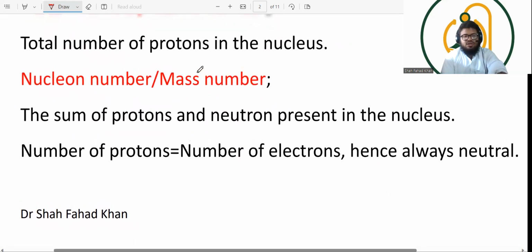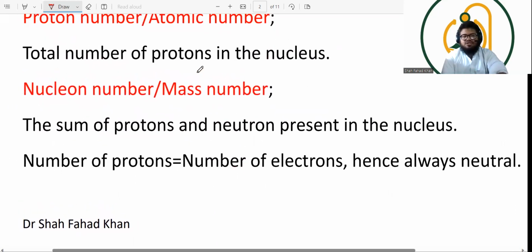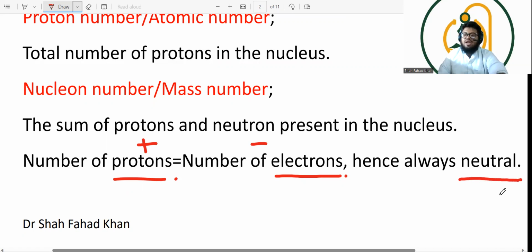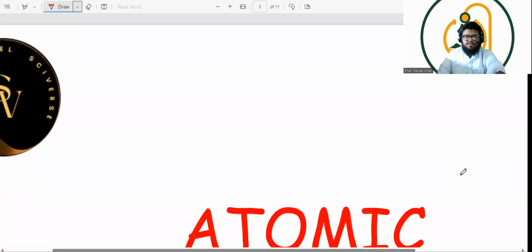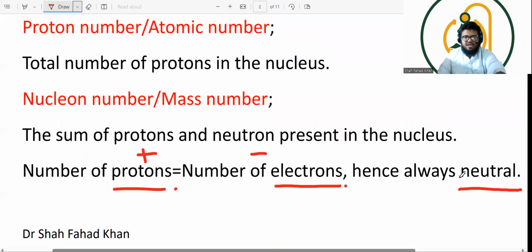So nucleon number is just the sum of protons and neutrons in the nucleus. And just one fact to remember, that proton number always equals the number of electrons. So this means that positive charges are always equal to the negative charges. Because they are equal, they cancel each other out, and hence the overall charge on an atom is always neutral, right? So this finishes off our very first lesson.